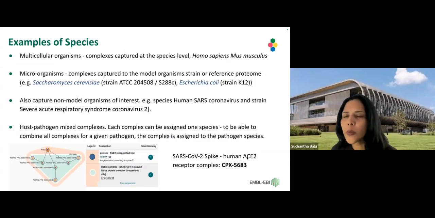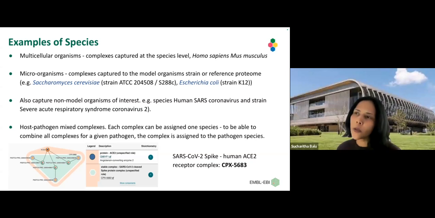So, as I mentioned, we have manually curated complexes across 28 species. For the larger multicellular organisms, we capture them at the organism level, so you'll just see a Homo sapiens tag or a Mus musculus tag. But for the microorganisms, the complexes are captured to the model organism strain or reference proteome. Although we have focused on model organisms, we also capture non-model organisms if they're of scientific interest.